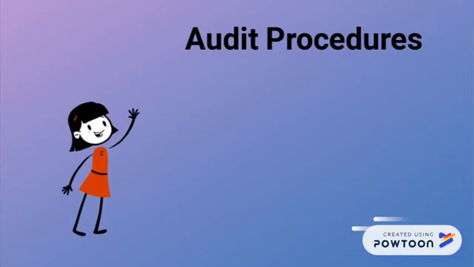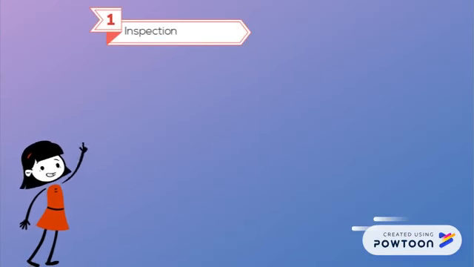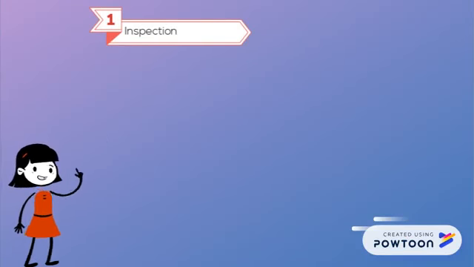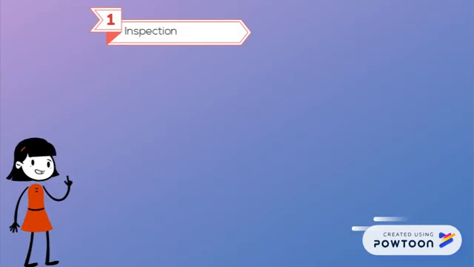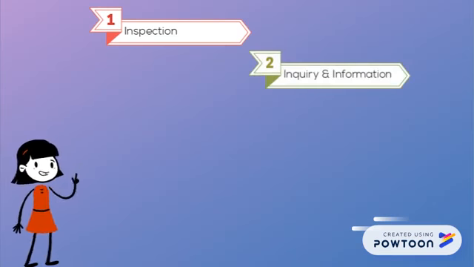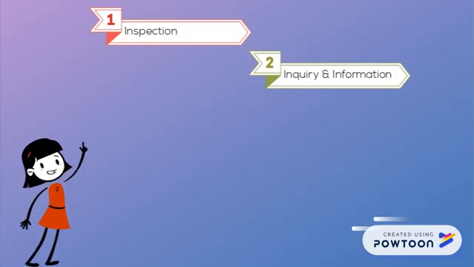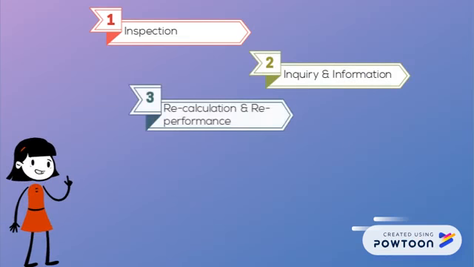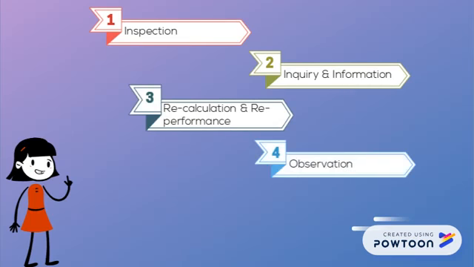In audit procedures, there are few terms that we should know. First is inspection. It is a process where the audit staff investigate clients' records or documents. Inquiry and information is to seek knowledge and confirmation from company internally or externally. Next is recalculation and reperformance to check and perform calculation.